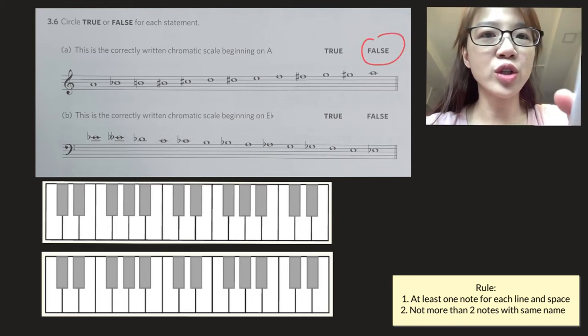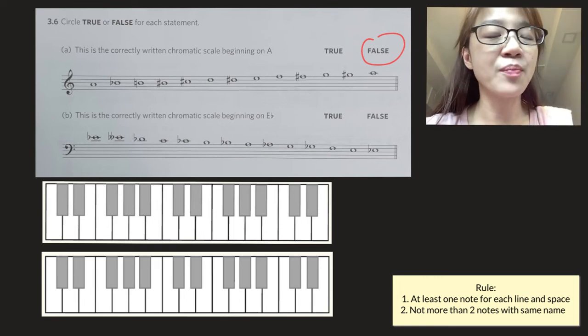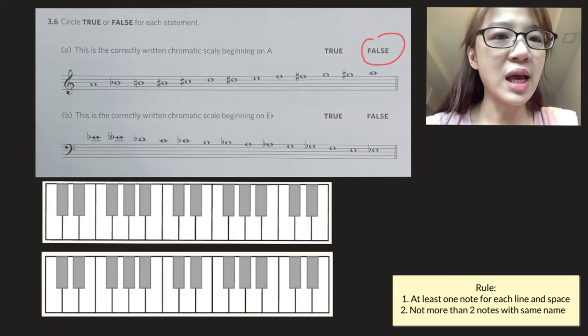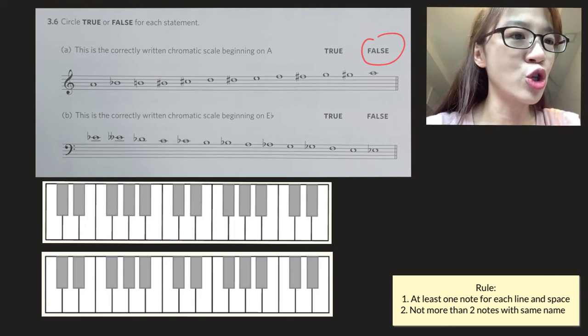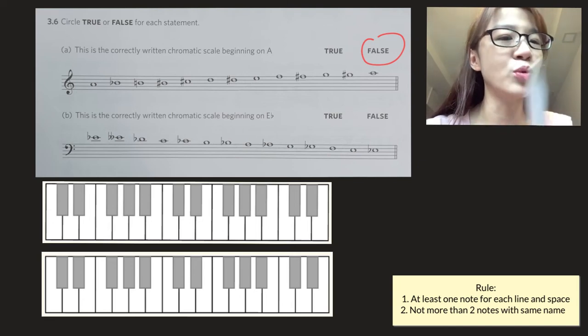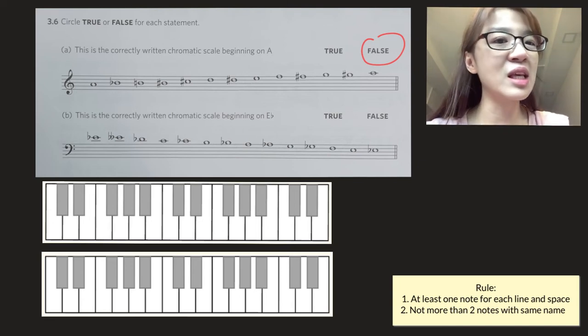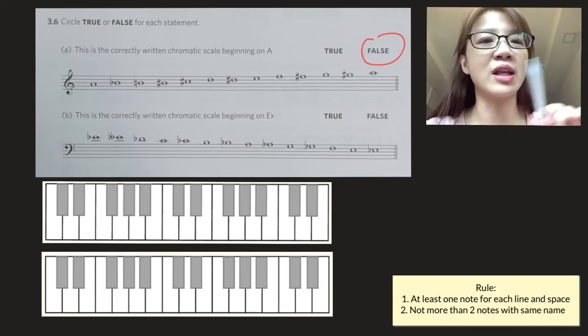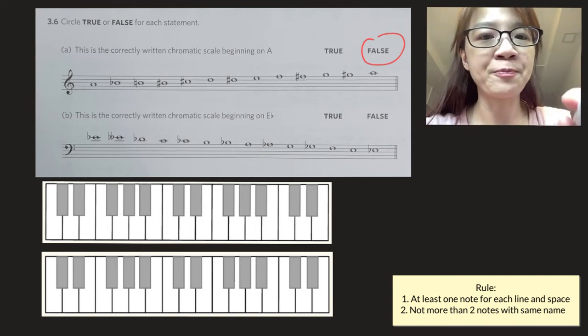For the second question, let's have a glance. Is everything correct? Okay, yes, at least one note: E, D, C, B, A, G, F, E, D. Yes, not more than 2. Yes, not more than 2. Of course, make sure the beginning E flat and the end E flat. Okay, and now we can start doing that.